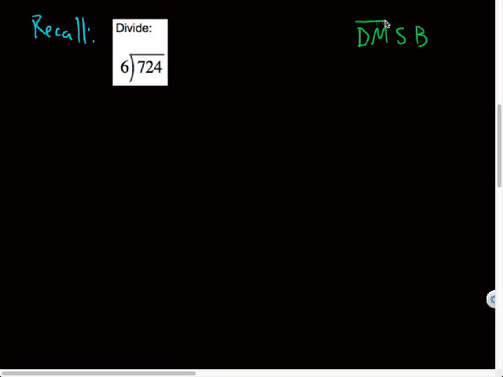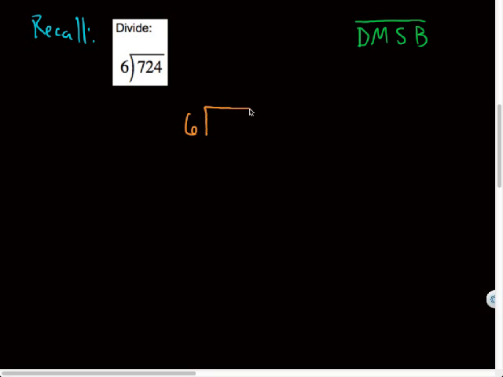And I'll use this vinculum, just like a repeating decimal, to indicate repeat those steps. That's pretty clever, I thought. Anyway, what does DMSB stand for? D is for divide, M is for multiply, S is for subtract, B is for bring down, bring it around town. So if I'm dividing 6 into 724, which by the way is what this symbol means, so 6 dividing, I almost make this look like a square root.